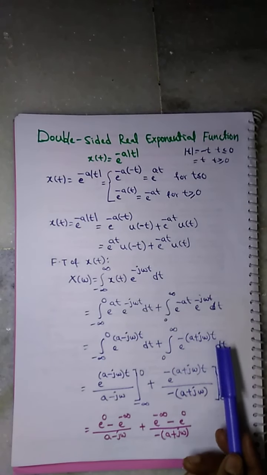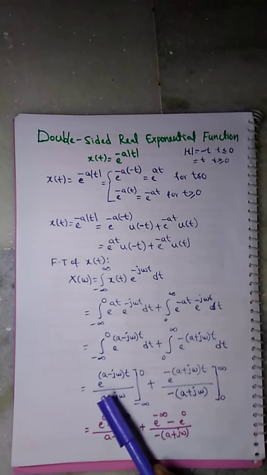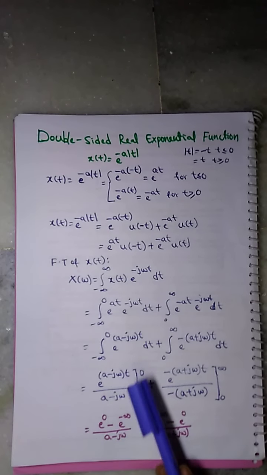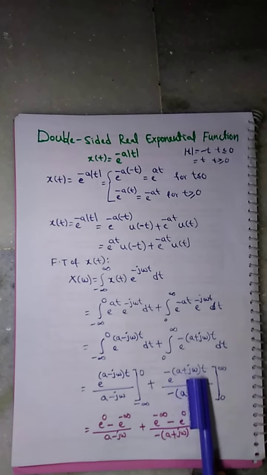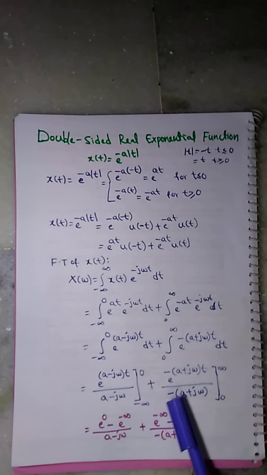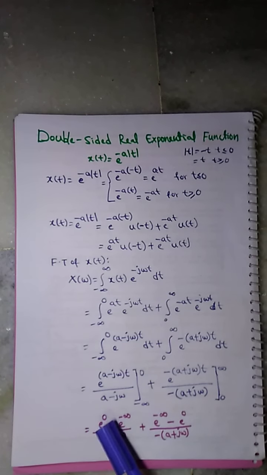So we get e power (a minus jω)t by (a minus jω). What is the range? Minus infinity to 0. Plus e power minus (a plus jω)t by minus (a plus jω). What is the range here? 0 to infinity. Now substitute the limits. So we get, what is the upper limit? e power 0 minus e power minus infinity.